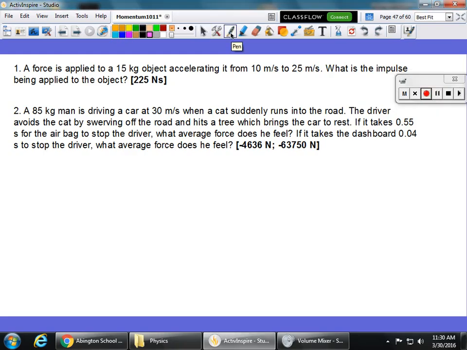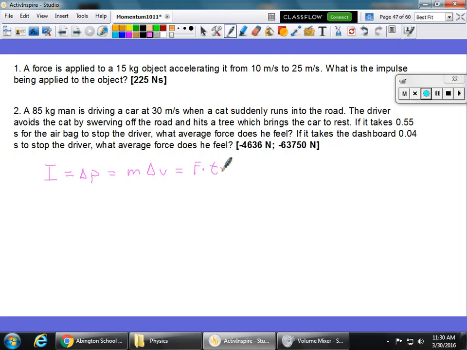It says a force is being applied to a 15 kilogram object. It tells us that it's accelerating from 10 to 25 meters per second, and we're looking for the impulse. So let's write out what impulse is. According to our idea, it's equal to the change in momentum. We can also write that as mass times the change in velocity. And we also know that impulse is force times time. So there are multiple ways that we can look at this.